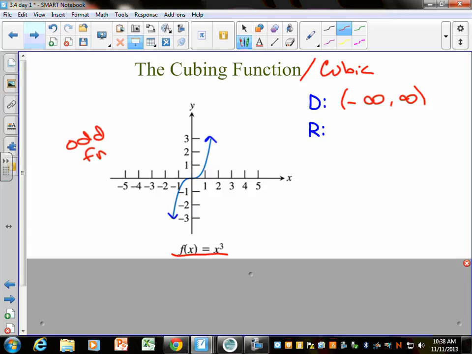Yeah, it's also all real numbers, because one arrow goes down and one arrow goes up, so they go in both directions. Negative infinity to infinity. You don't have to write this down.